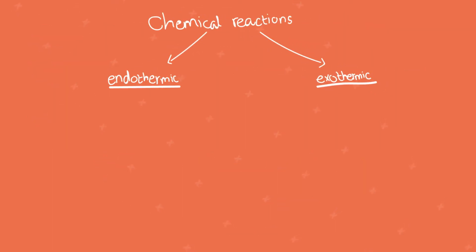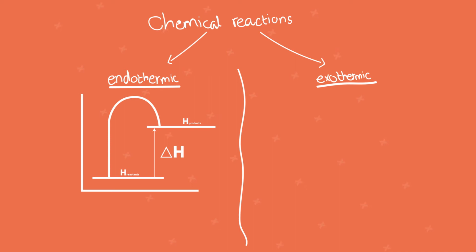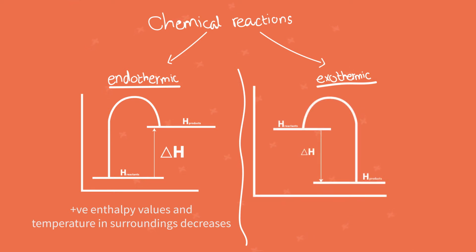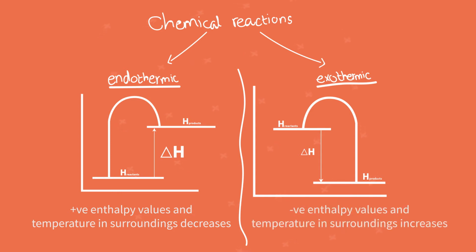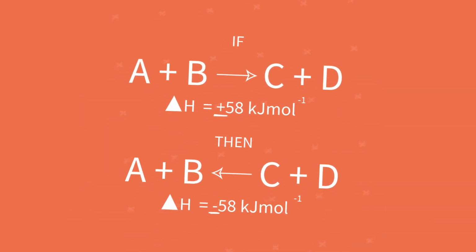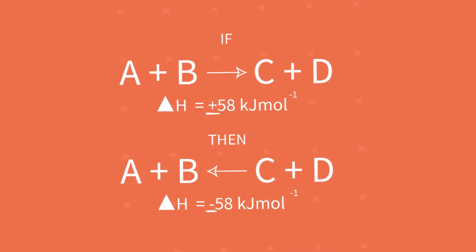Chemical reactions can be of two types: endothermic reactions and exothermic reactions. In endothermic reactions, heat is gained from the surroundings, so products have a higher enthalpy value than the reactants, and hence the sign of enthalpy change is positive. A temperature drop is recorded in the surroundings. In exothermic reactions, heat is given out to the surroundings, and hence reactants have a higher enthalpy value than the products. A temperature rise is recorded in the surroundings as heat is given out, and the sign of enthalpy change is negative.